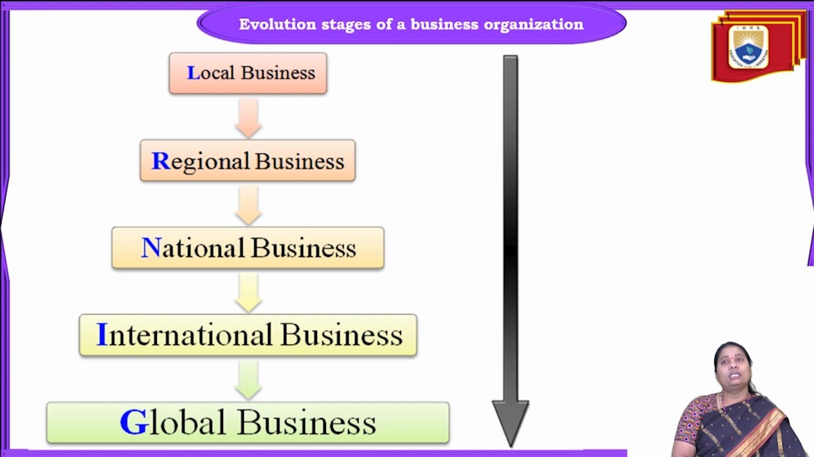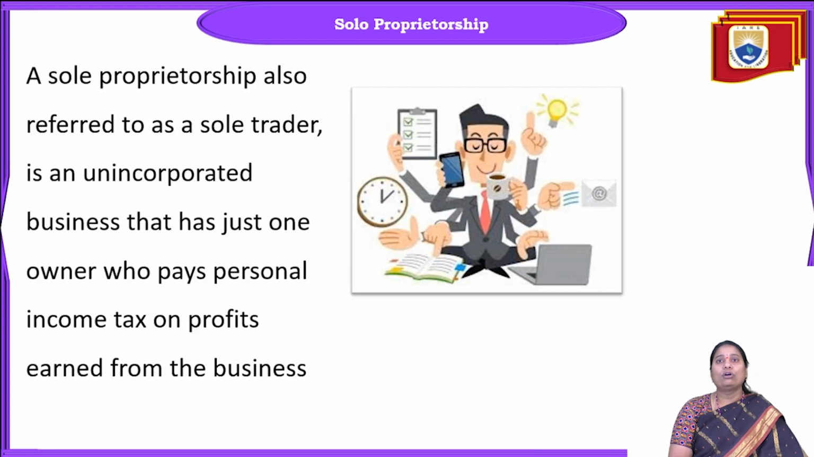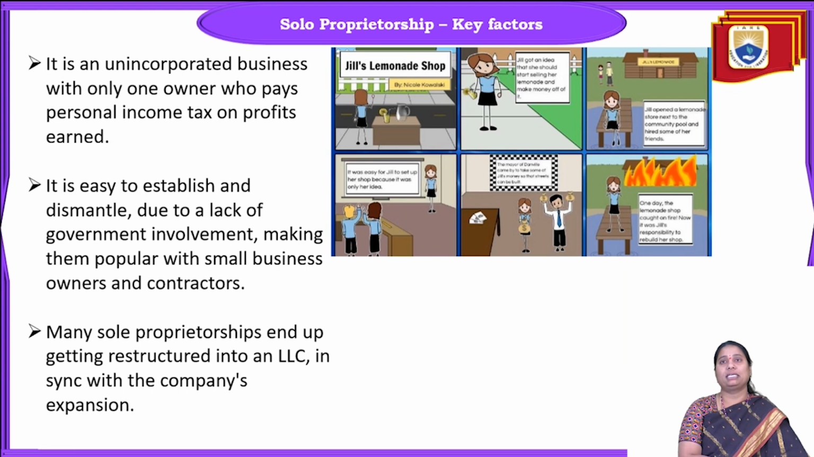So generally, business organizations will be developed from local to regional, regional to national, national to international, and international to the global level. The next one is about the solo proprietorship. Solo proprietorship means a single seller, with a larger number of buyers. It is an unincorporated business with only one owner who pays the personal income tax on profits earned by that particular business. And it is easy to establish and dismantle due to the lack of government involvement.